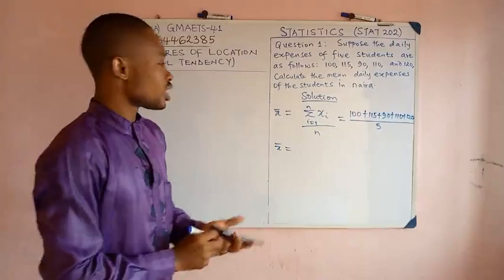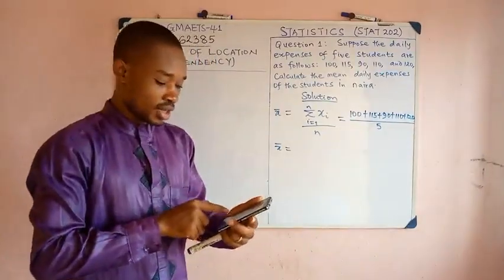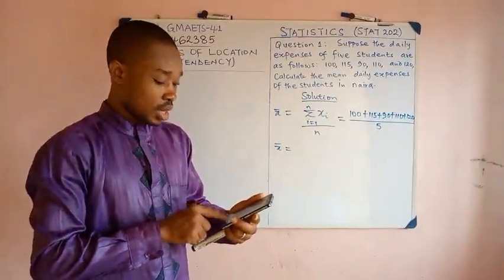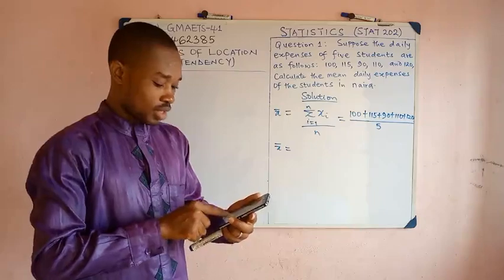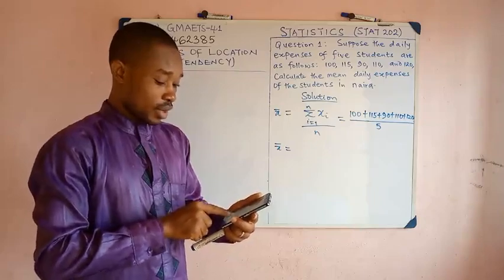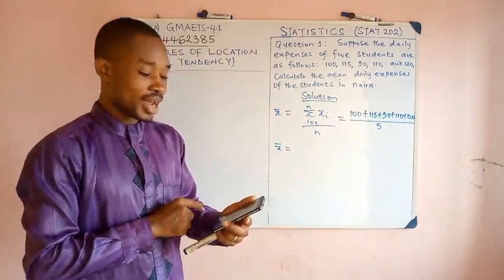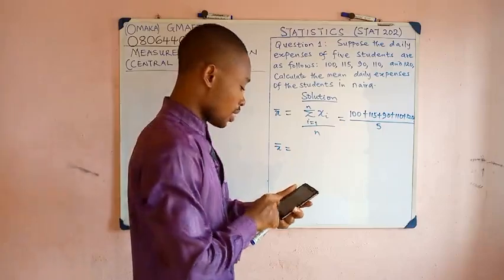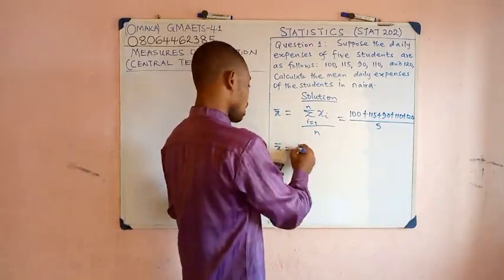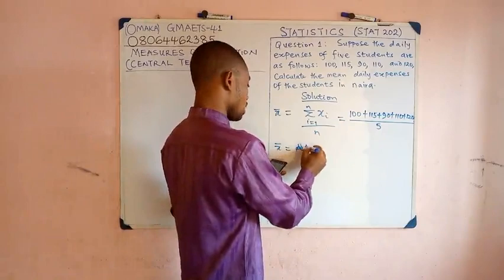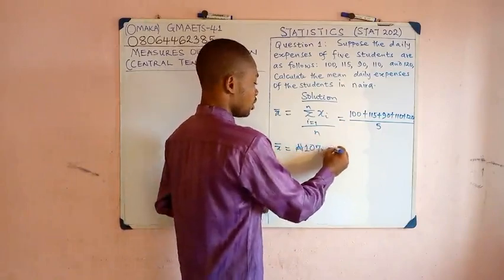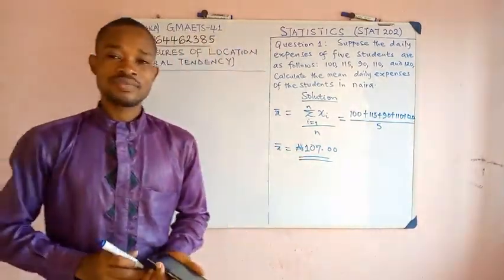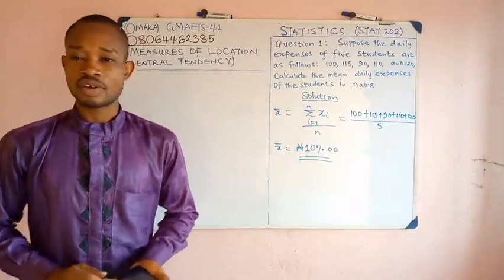So that your mean daily expenses will now be, let us solve that out and see, 100 plus 115 plus 90 plus 110, then plus 120. If you add that, that is 535 divided by 5. Okay, it's giving me the daily average expenses to be 107 naira. So this is the daily expenses of the students, 107 naira.